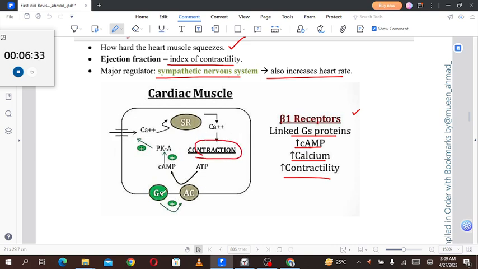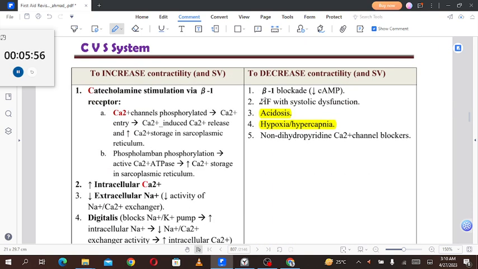Let's start again from here. Whenever the beta 1 receptor is bound by norepinephrine, the Gs will be stimulated. The beta 1 receptor is coupled to the G stimulatory protein, which activates adenylate cyclase. Adenylate cyclase converts ATP into cyclic AMP, and cyclic AMP activates protein kinase A, which causes the opening of the calcium channels. Calcium will enter the cardiac myocytes and act on the ryanodine receptor on the surface of the sarcoplasmic reticulum, causing further release of calcium. That is called calcium-mediated calcium release, and that causes contraction. Now it's clear.